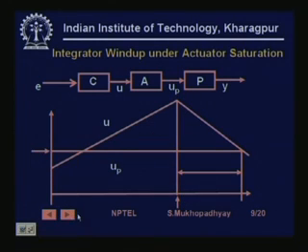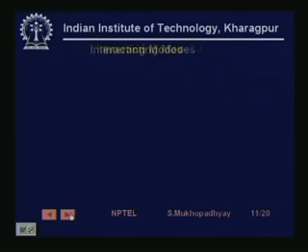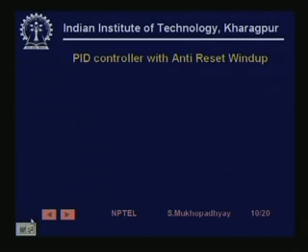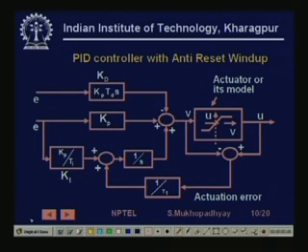If the error persists due to a phenomenon like actuator saturation. So that is precisely, that can be done in many ways, and here is the scheme, one of many possible schemes which will realize that. So how do we do that?